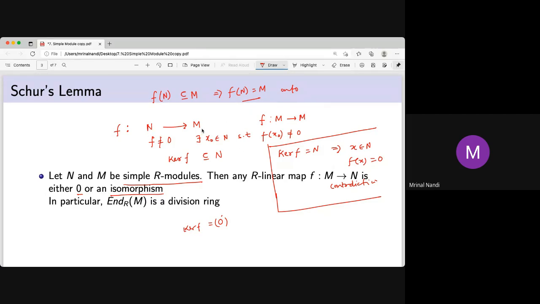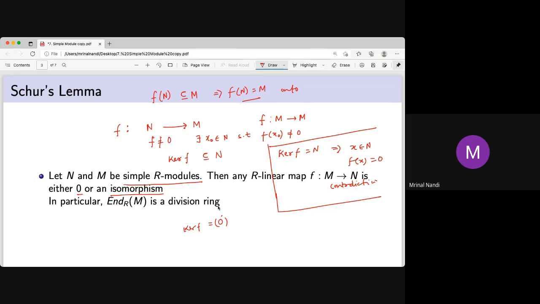Since M and N both are simple. If N is simple, M is not, then we can say f is injective. If M is simple, N is not, then we can say it is onto. But if both are simple, it is injective and onto. Therefore, it is an isomorphism unless the function itself is the 0 function.